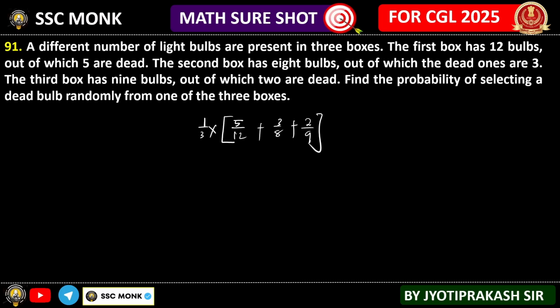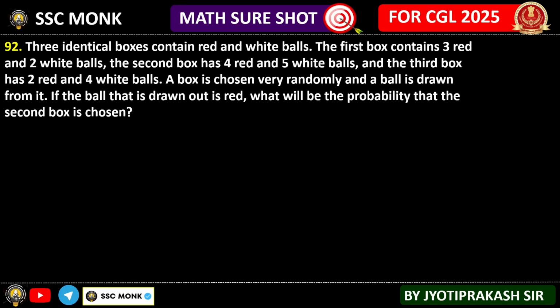Sorted? Getting the idea? Yes or no? Yes. So this is about the total probability because we are choosing from different bags. So that probability will be considered as well. Next. 3 identical boxes contain red and white balls. The first box contains 3 red and 2 white balls. Second box 4 red and 5 white balls. Third box 2 red and 4 white balls. A box is chosen randomly. See, total probability. A ball is drawn from it. If the ball drawn is red, what will be the probability?